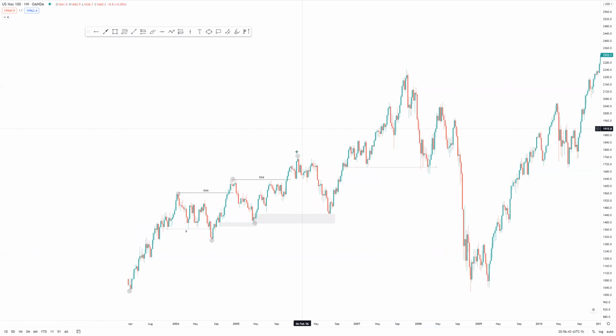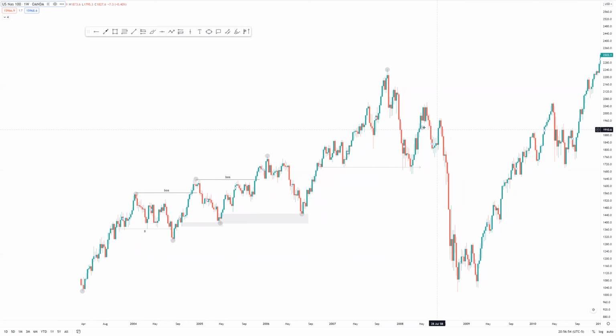So again, just gathering a bias, looking at the structure. What are we doing? Higher highs and higher lows. Okay, then we're in an uptrend. We're going to try to buy this thing up, right? Easy. Now that's how you go about finding your higher time frame bias.